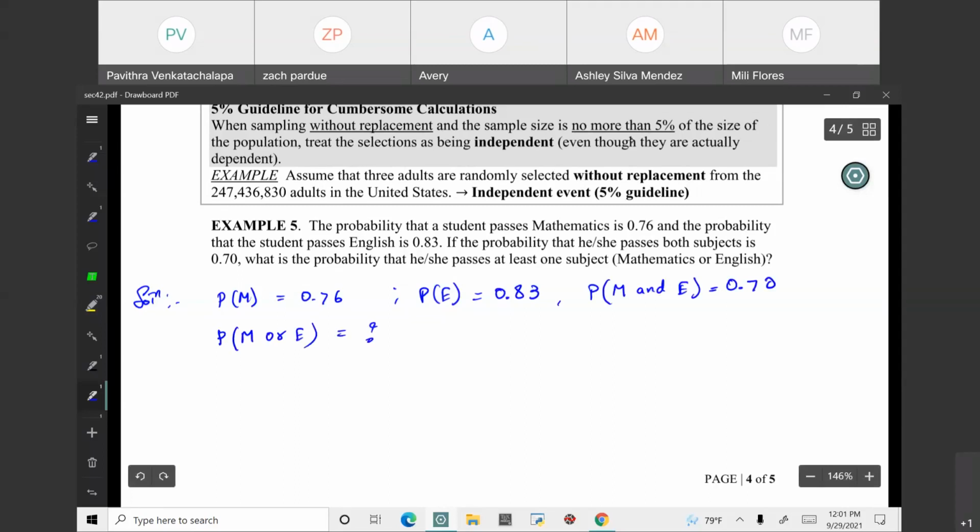How do you find this? Use the formula and tell me the answer. This is the addition rule. So use the formula of addition rule and tell me the answer.